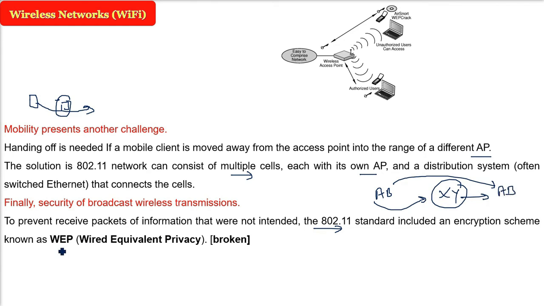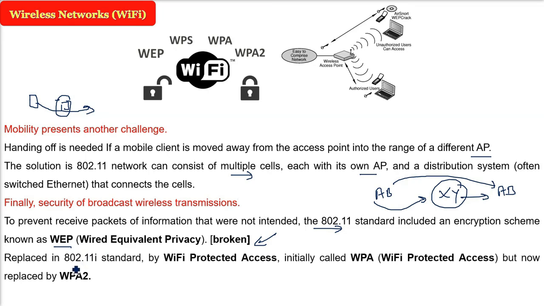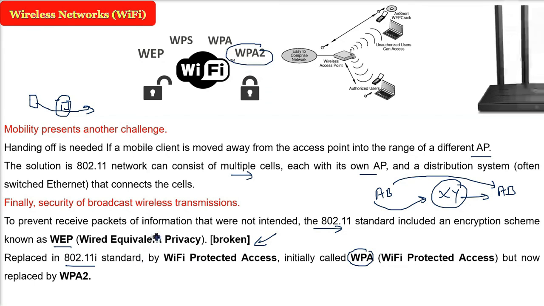So WEP, wired equivalent privacy, was very popular. But finally this was broken because it was the encryption technique. And then came the 802.11i, where it was replaced by Wi-Fi protected access. Initially, it was called WPA, Wi-Fi protected access, but now it has changed to WPA2. These are the encryption techniques.